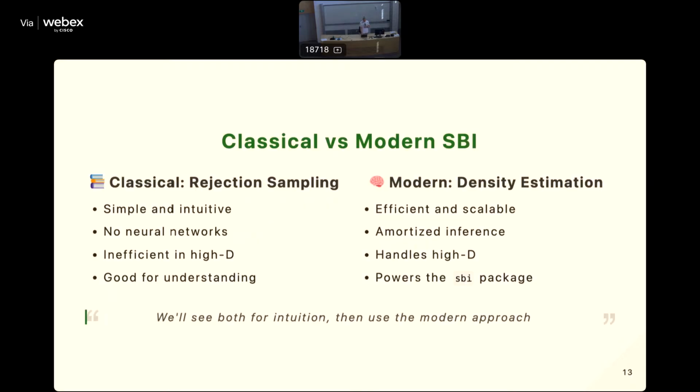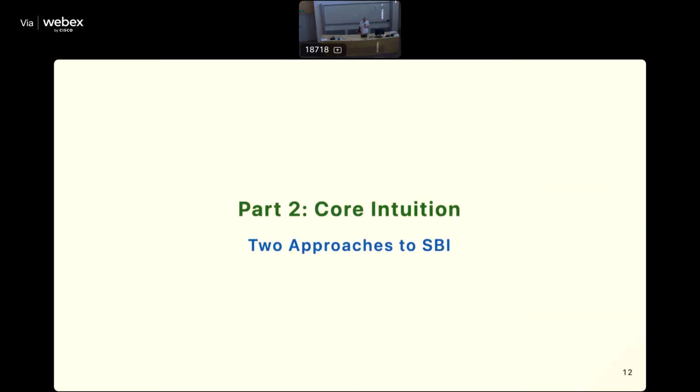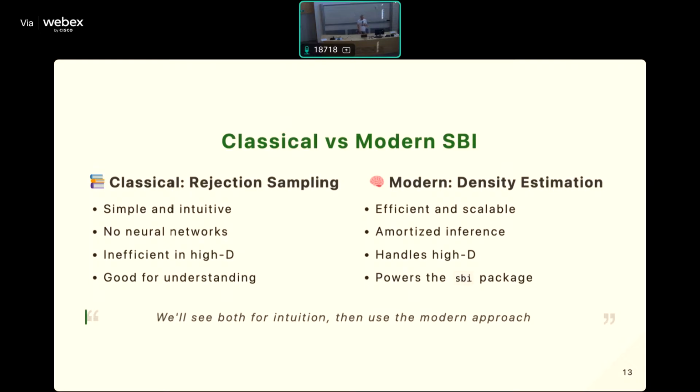Then we move on to a bit more depth on how SBI actually works. As I said, this field is a bit older, because there are these classical SBI methods that were developed in the 80s or so, and there's the modern version of these methods that have been developed 10 or 5 years ago. And the classical approach to simulation-based inference is really rejection sampling.